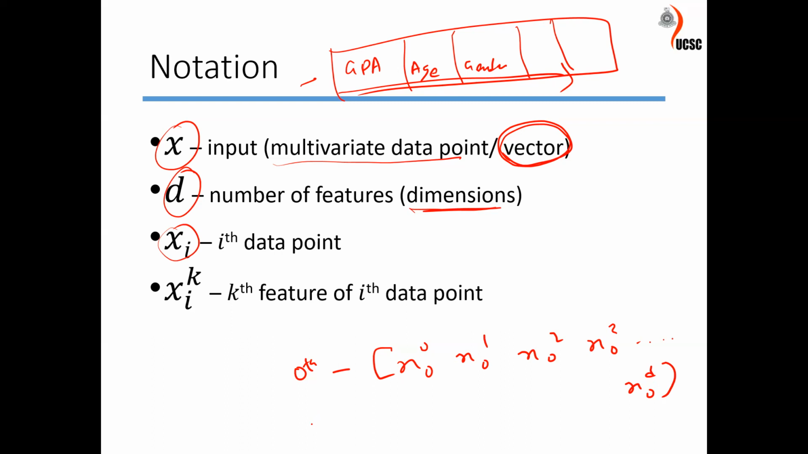So this is the 0th data point. If we consider the ith data point, xi0, xi1, xi2, xi3, like that, let's go up until xid. So this is the ith data point, and this is the kth feature of the ith data point. So these are the features or the dimensions, and these are the data points.